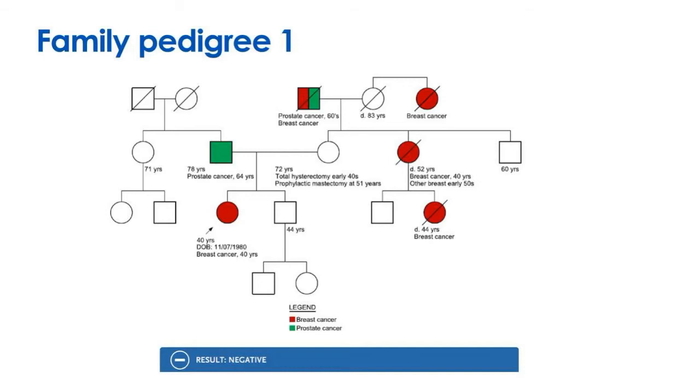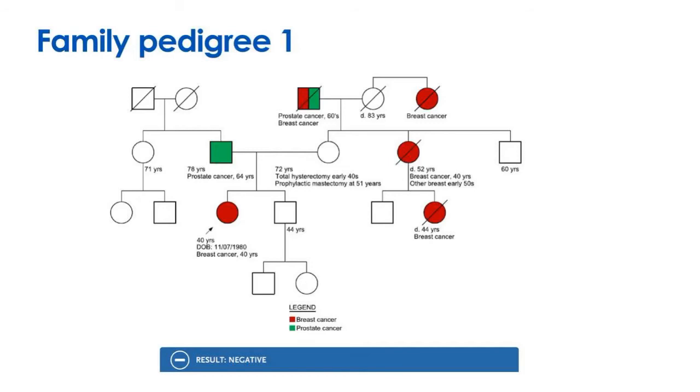Grandmother grew old. She passed away at the age of 83, but she also had a sister who was diagnosed with breast cancer. And then grandfather was diagnosed with prostate cancer in his 60s, and just to top it, he also was diagnosed with breast cancer. So this family would be very suggestive of a BRCA mutation, a BRCA2 mutation probably, on her mom's side of the family.